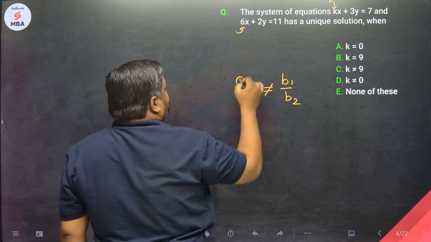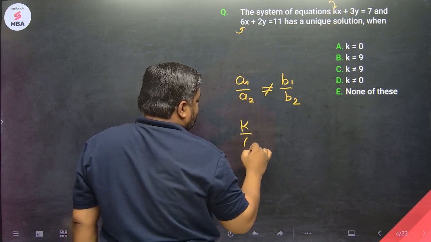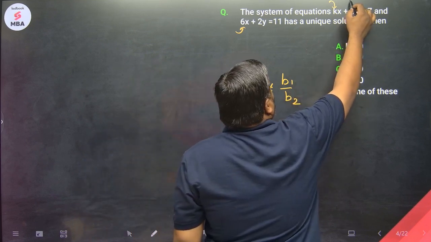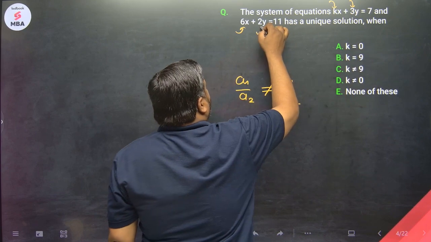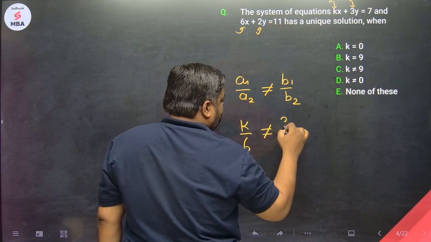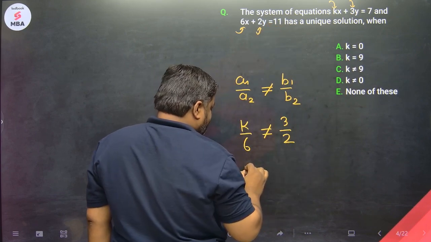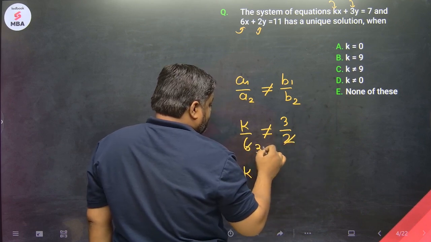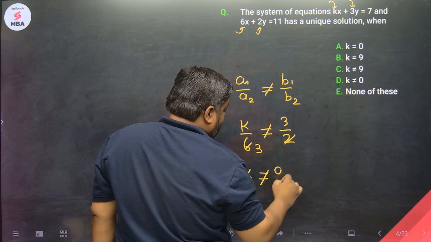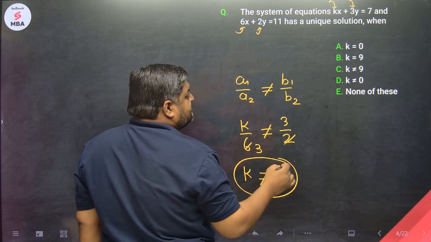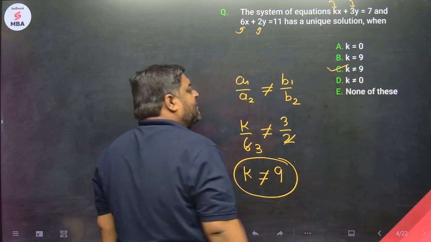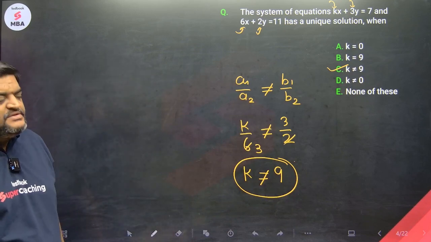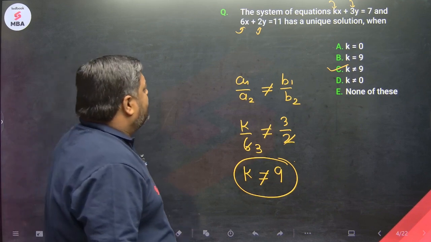a2 is 6. So I can write k upon 6 should not be equal to b1 by b2. What is b1? b1 is 3, b2 is 2. This should not be equal to 3 by 2. This gives me k should not be equal to, 3 into 3 is 9. k should not be equal to 9 is the answer, option C. This system will have a unique solution when k is not equal to 9.